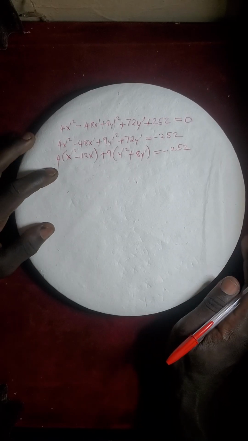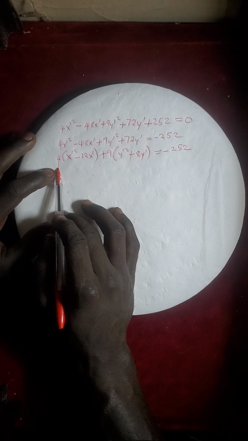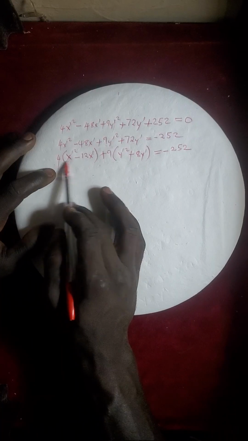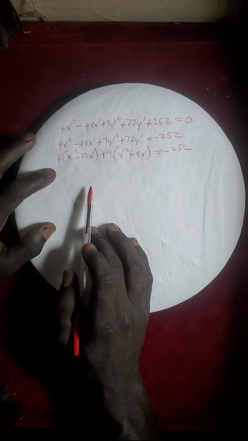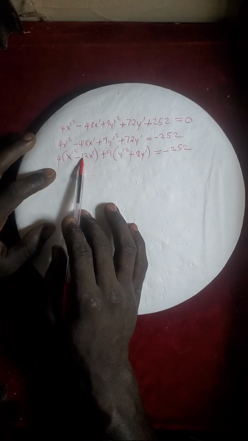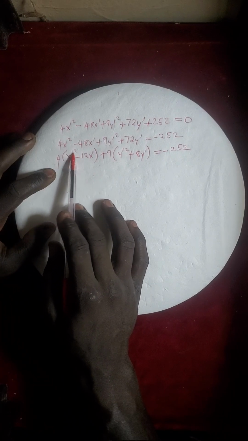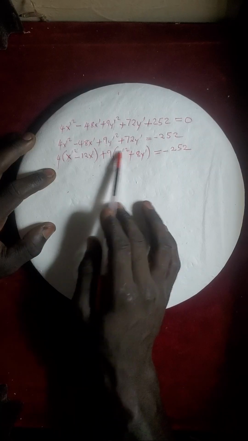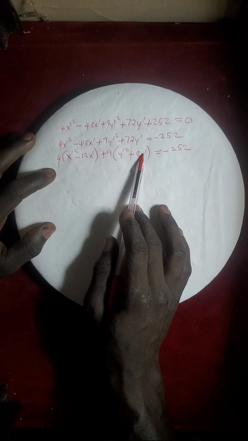Okay, let's break it down. This 4 stands, but inside we need to simplify again. Completing of the square will be done. This is squared, don't forget. The y is also squared. The x is not squared. The y is not squared.